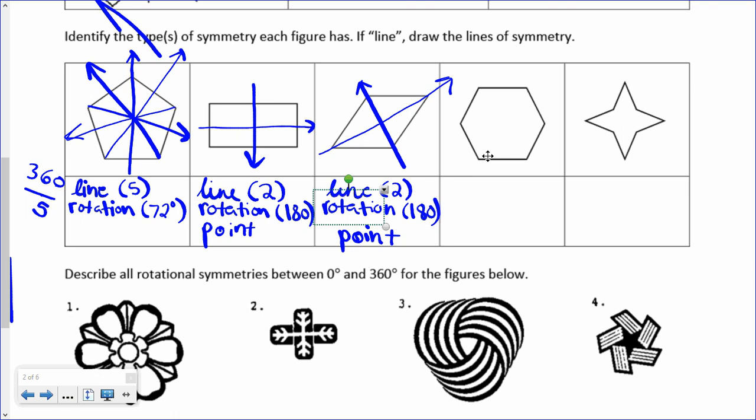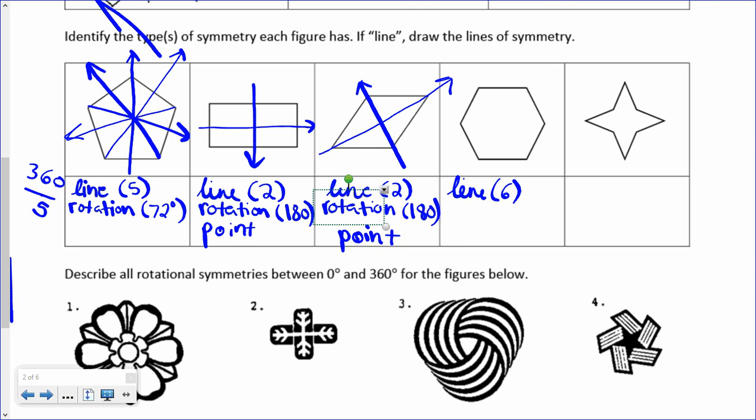Alright, who remembers the name of this one? Hexagon. Yeah, hexagon for 6 sides. Alright, this is a regular shape. All the sides are the same. So how many lines of symmetry would I have? 6. I'm going to have 6. Because when it's a regular shape like this, the number of lines of symmetry is equal to the number of points.